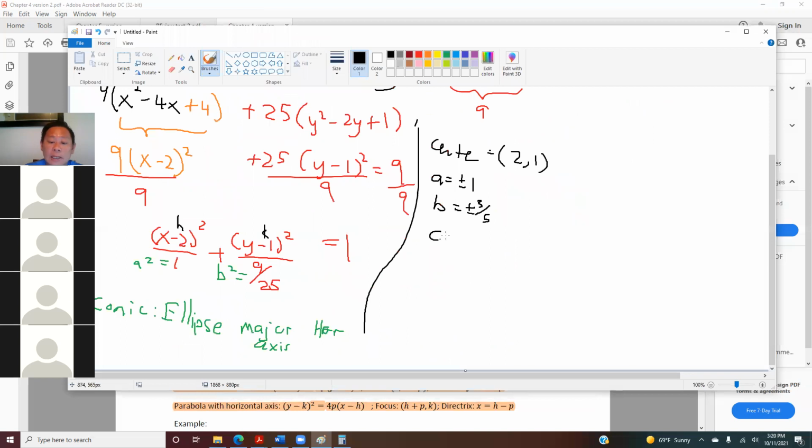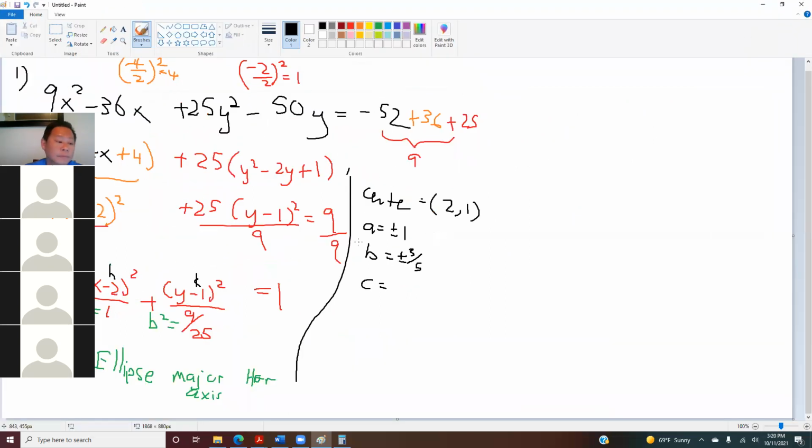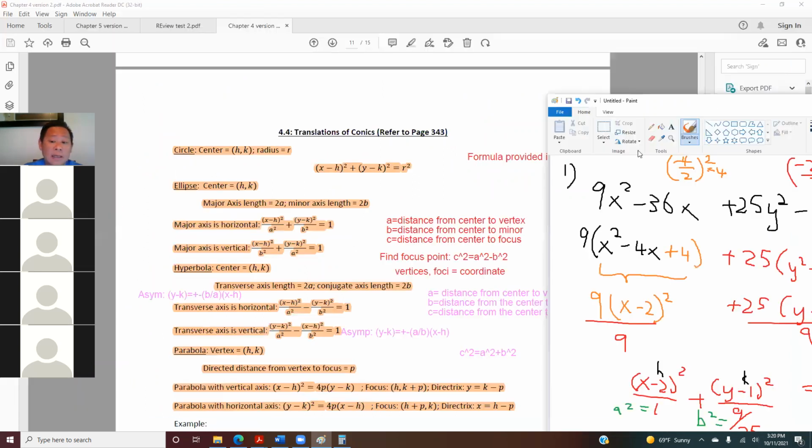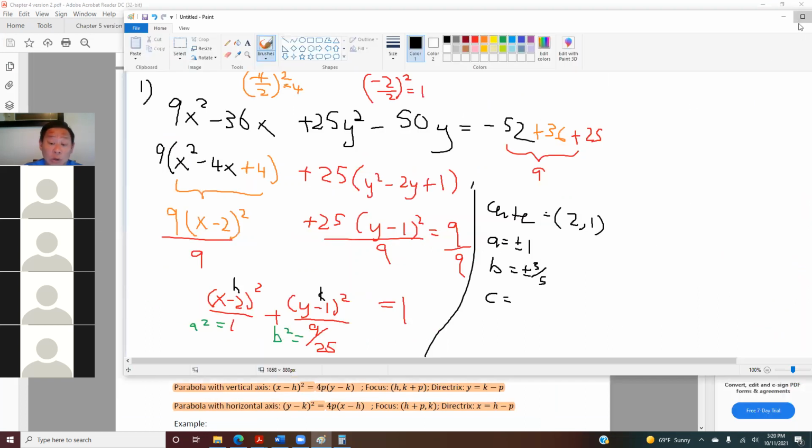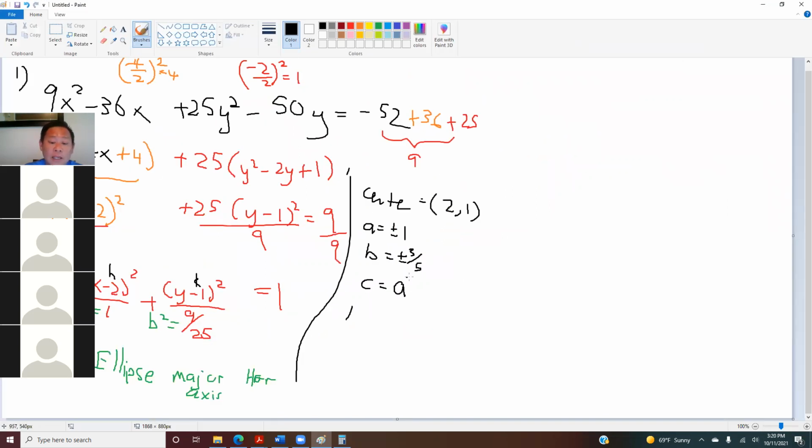And what is C in this case? You have to use the formula. What's the formula we use for an ellipse? C squared is equal to what? A squared minus B squared. This is something you need to know. It's not given in the test. So C squared is A squared, which is 1, minus B squared, which is 9/25, because 3 over 5 squared is 9/25. What is this going to be?